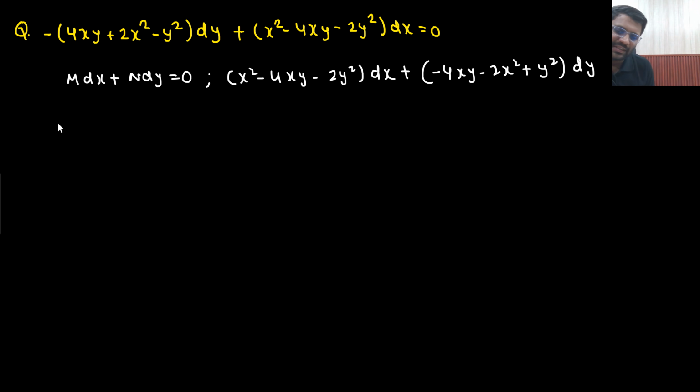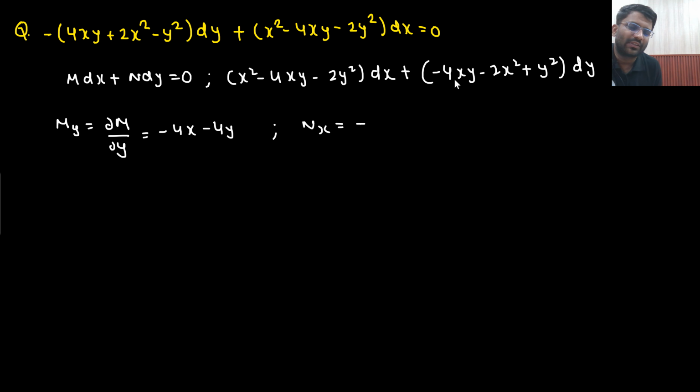Now what you will do: partial differentiation of M with respect to y. So this will be 0, minus 4x, minus 4y. Partial differentiation of N with respect to x: what will you get? Y will be treated as constant here with respect to x. So minus 4y, and this will be 0. Are both of them coming the same? Yes sir. What does that mean? That means it is an exact equation.